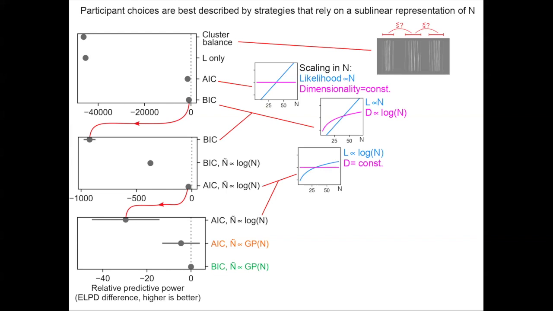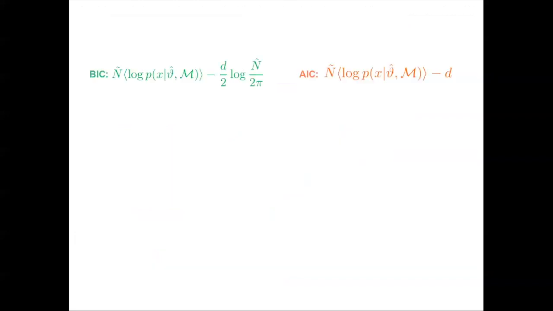Again, the only thing you have to take away from this is that I'm considering different ways in which the perceived dependencies between your likelihood and dimensionality penalty could depend on the amount of available data. The main takeaway is that we're going to focus on these two models, which are the best descriptions of subject behavior.